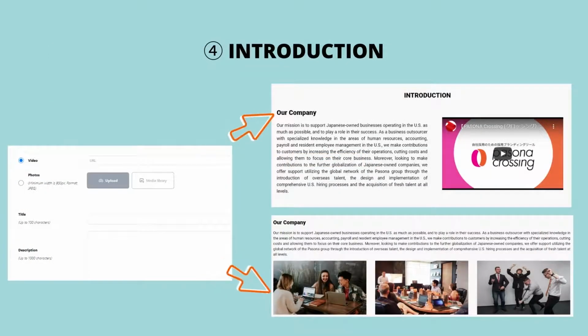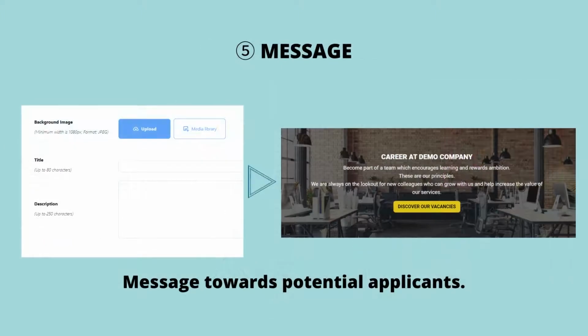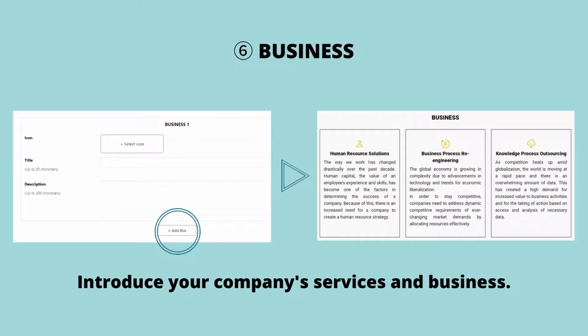Step 4. Introduction. You will need to either attach a video or provide photos. For a video, you will need to provide a URL and will not be able to directly upload a video file. For photos, you will need to upload at least 3 to 6. Step 5. Message. This section includes a message towards potential applicants and a button that jumps straight to the job listings. You will also need to either upload a photo or choose one from the media library to use as a background.